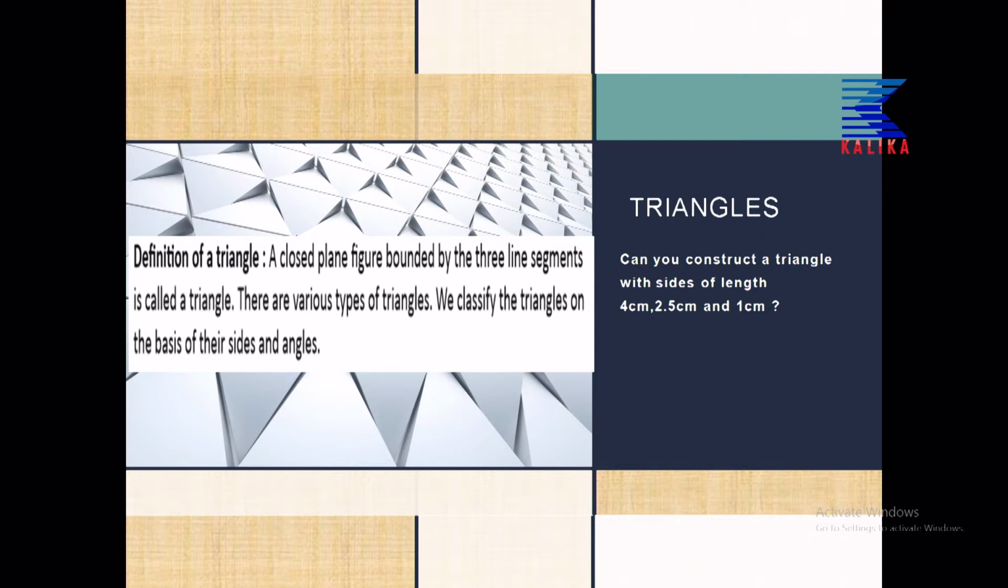A closed plane figure bounded by three line segments is called a triangle, and I asked you, can you construct a triangle with sides of length 4 centimeter, 2.5 centimeter and 1 centimeter? But we could not, because the sum of the lengths of two sides, 2.5 plus 1, 3.5, is less than 4 centimeter. In this case, we cannot construct a triangle. So, we learnt that we cannot construct a triangle if the sum of any two sides is less than the third side. This property we discussed last day.